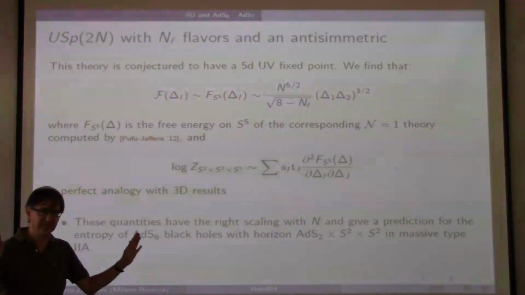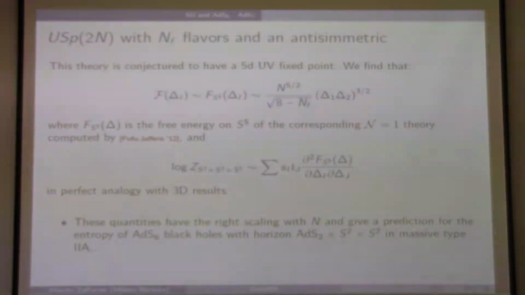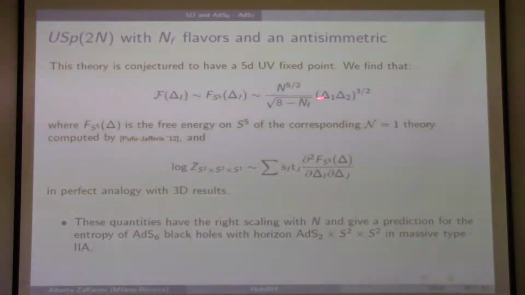S5 has nothing to do with this problem. It was the same in 3 dimensions, it's the same here. This is the partition function on S5, which was computed by Jafferis and Pufu 5 years ago, and you find, up to a coefficient, exactly the same expression. The behavior is then N to the 5/2, which is the right behavior in 5 dimensions. And if you compute the index, you get essentially this time a second derivative of this quantity here.